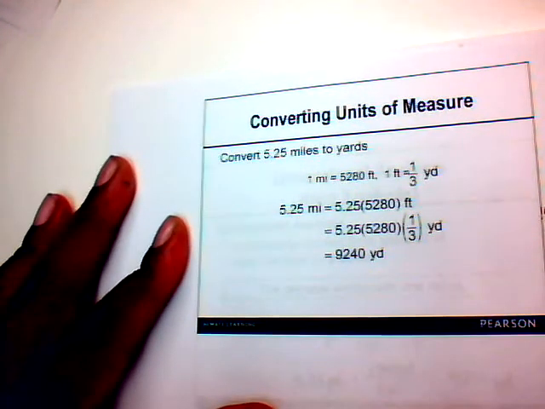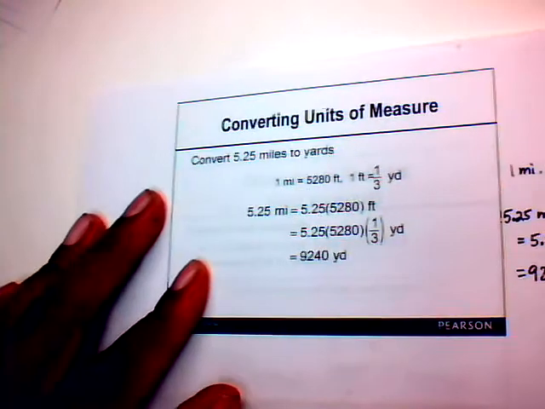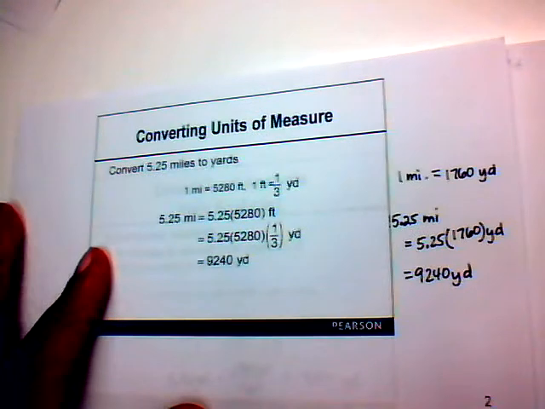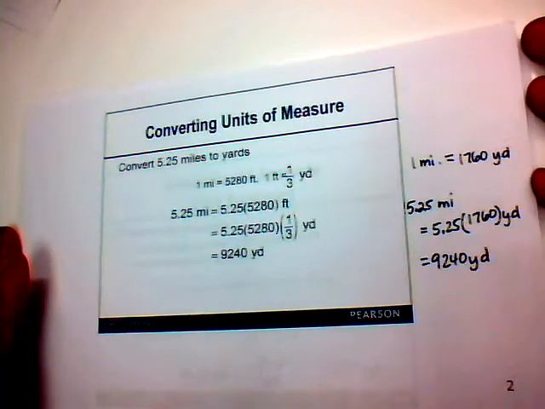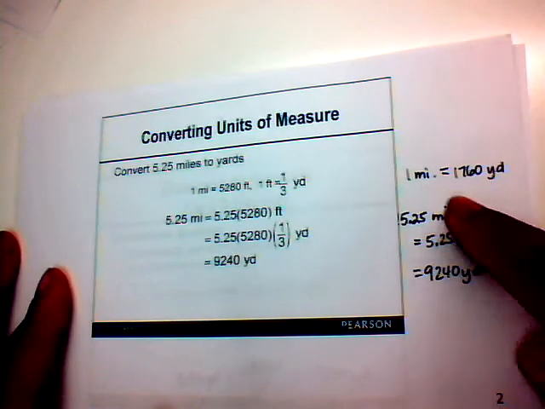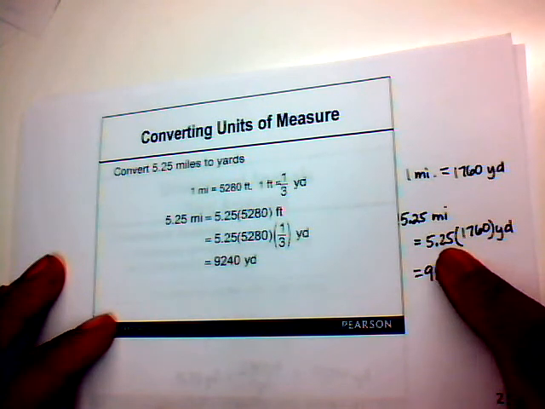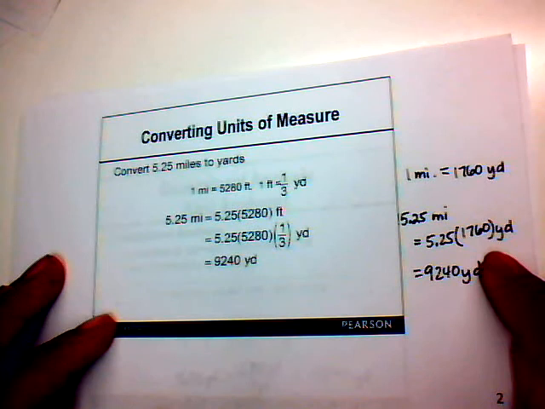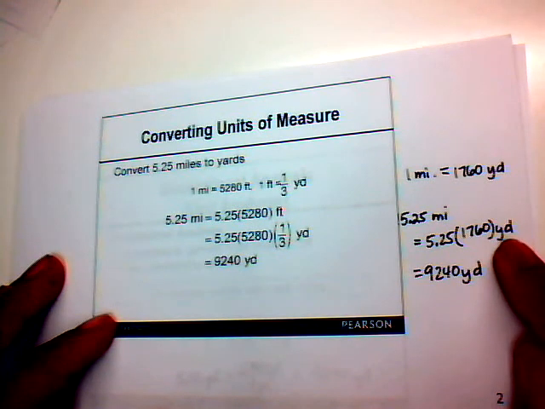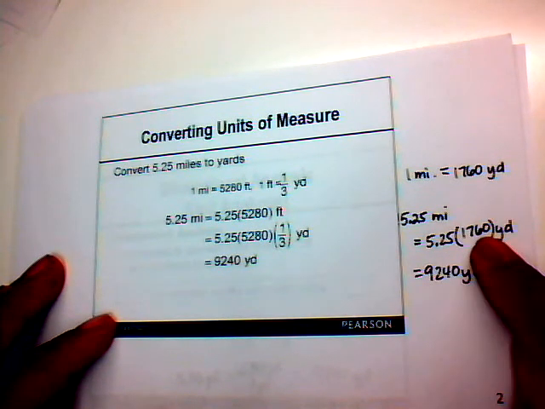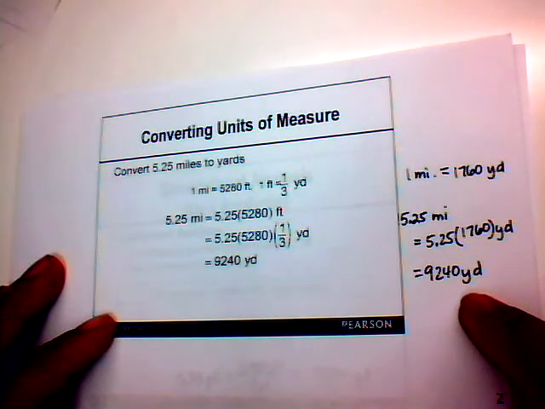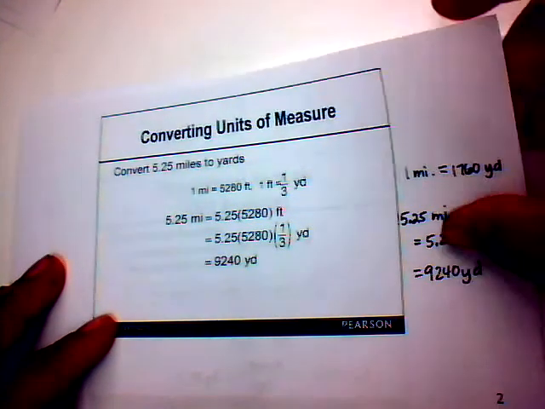9,240 yards. Now, the quicker way of doing that would be to use the fact that 1,760 yards is equal to a mile. So you'll take that 5.25 miles and multiply it by 1,760 yards. So 5.25 times 1,760 would be 9,240 yards.